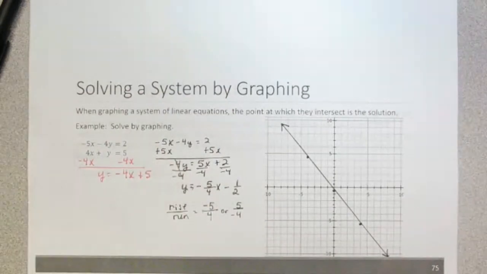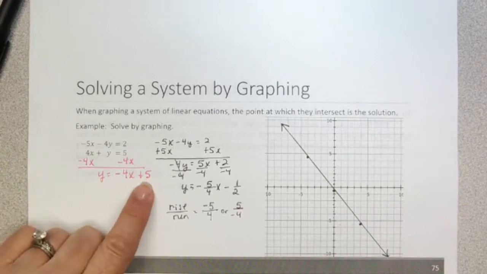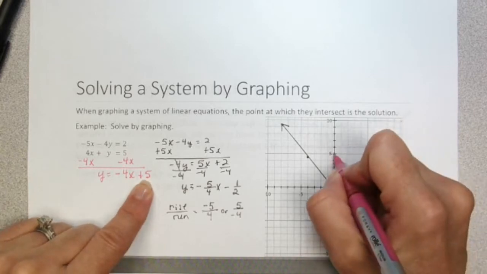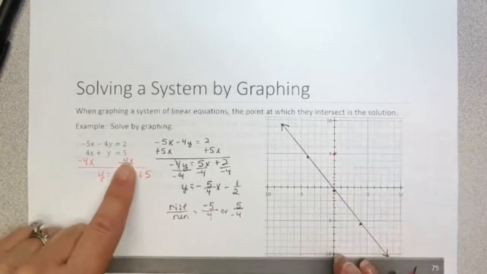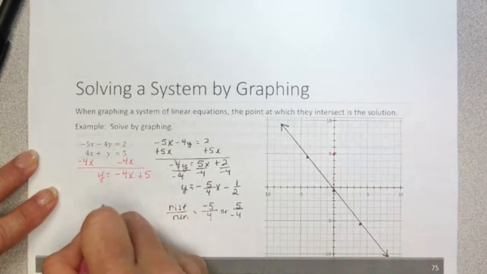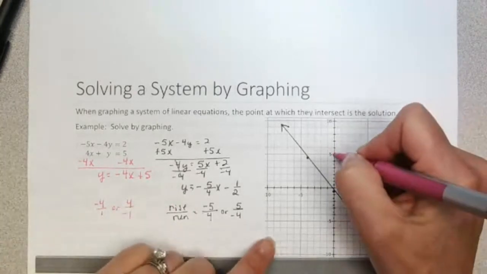Okay, in slope-intercept form, y equals mx plus b, right? That's our slope-intercept form. 5 is my y-intercept, so that's one point that's going to be on this line. And my slope is negative 4, right? So if I'm doing rise over run, that's going to be either negative 4 over 1 or 4 over negative 1.